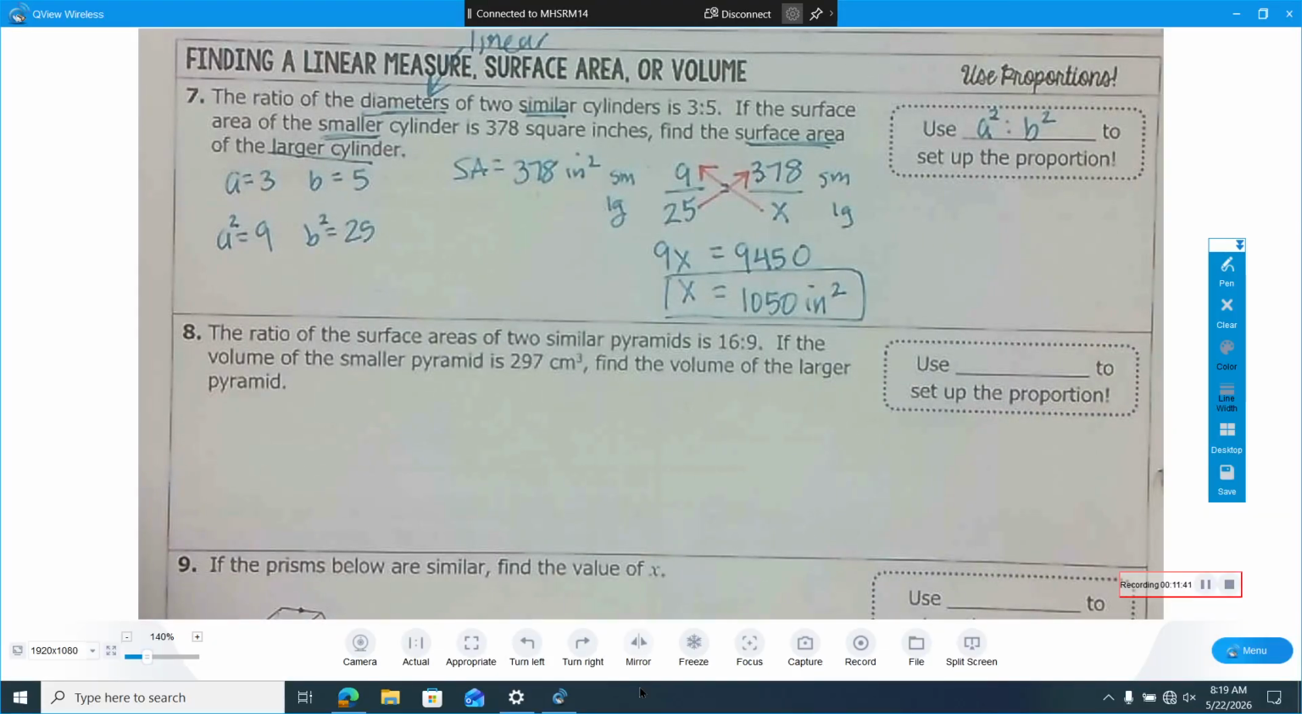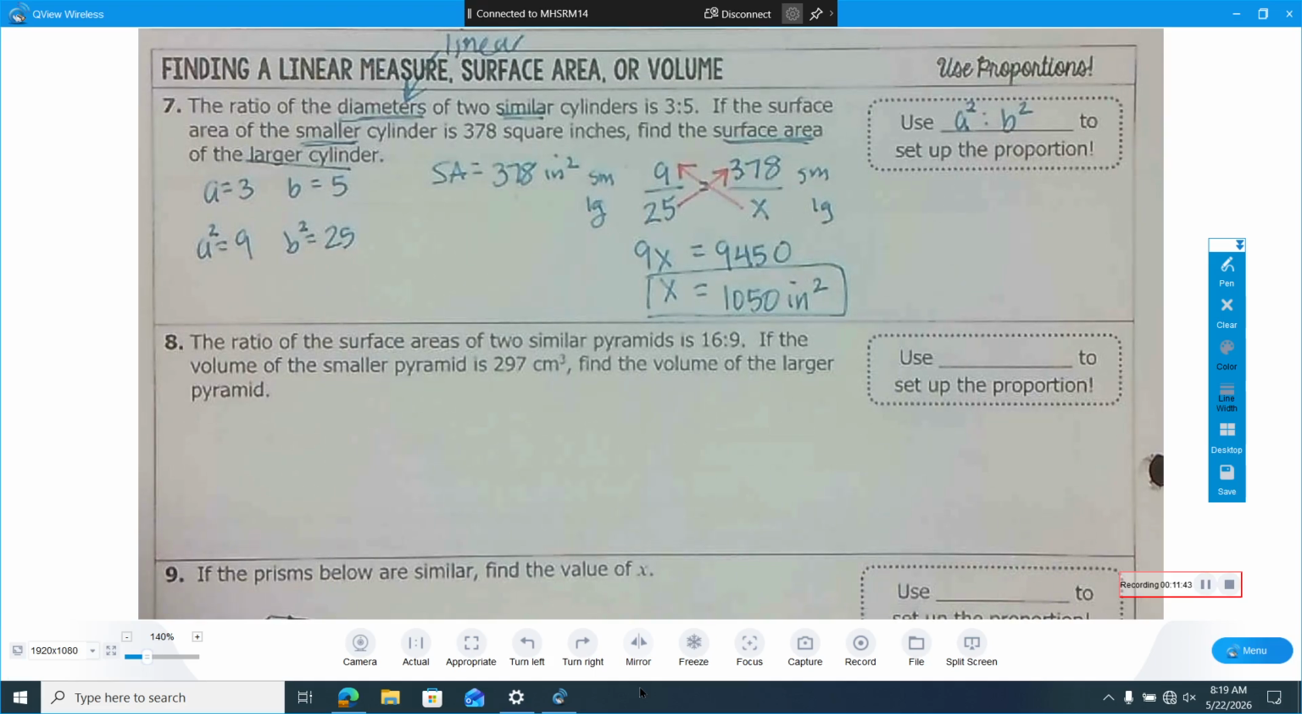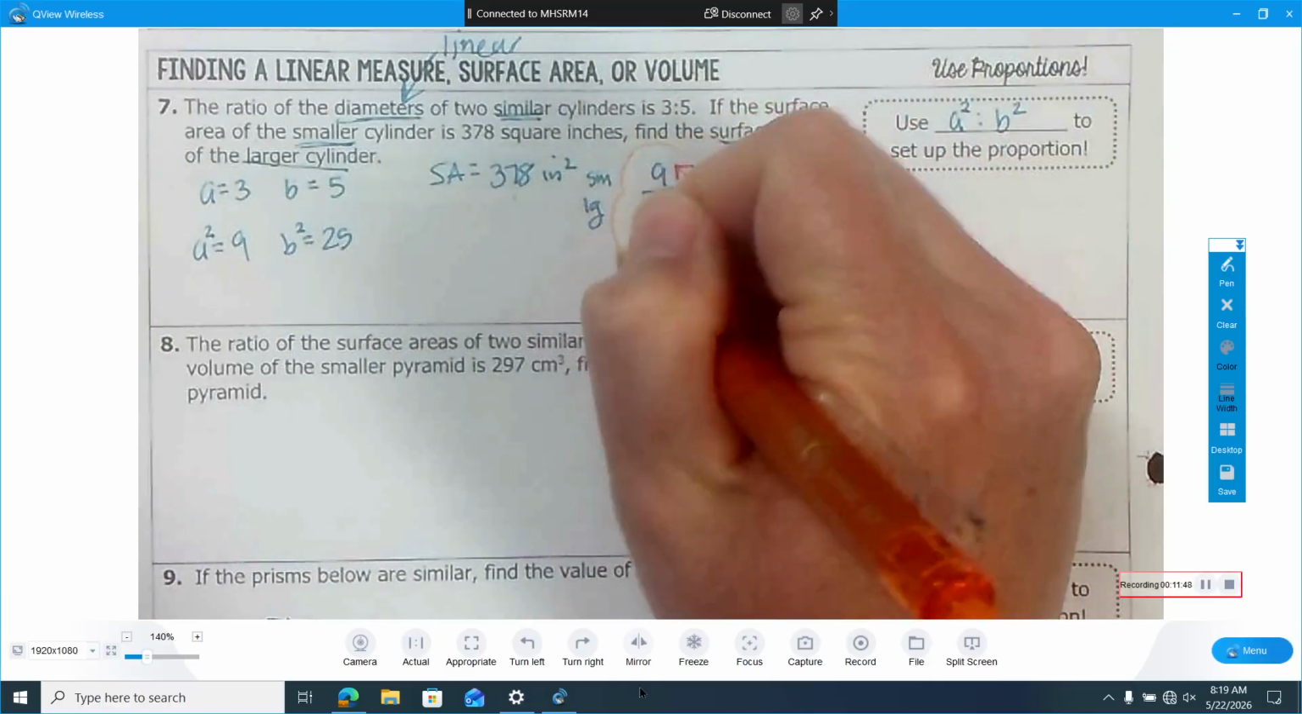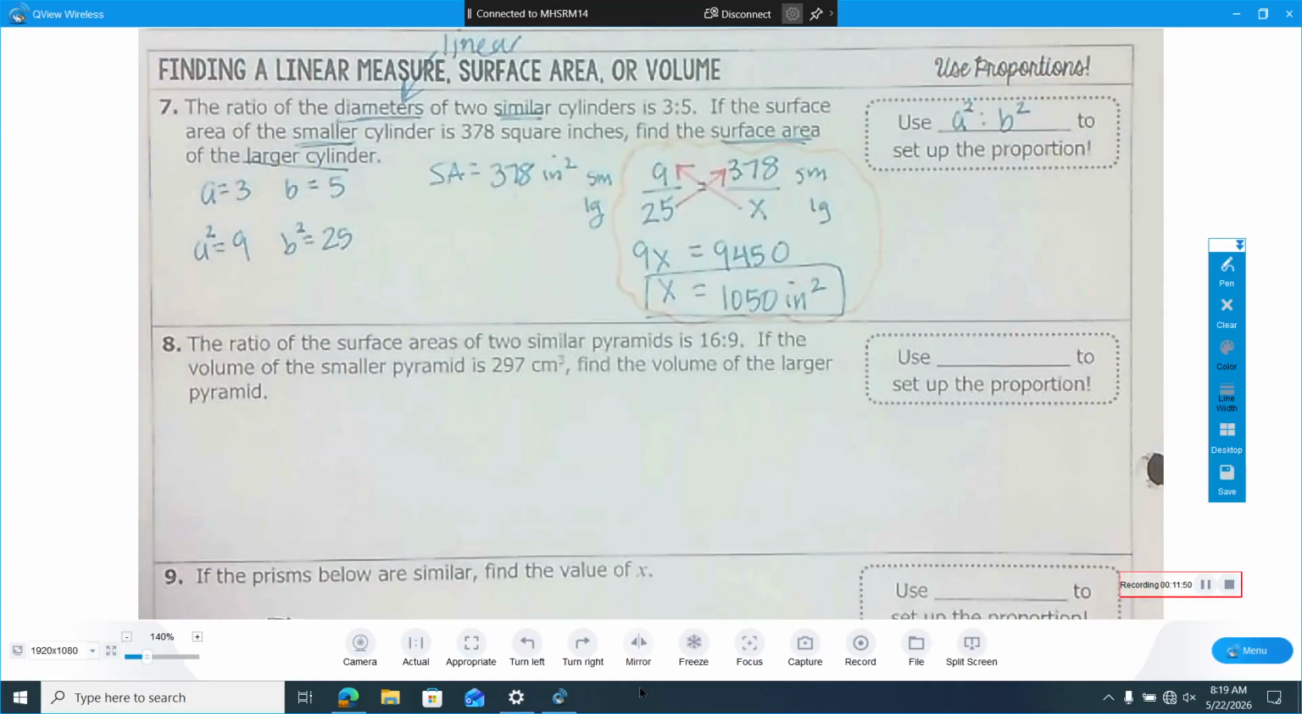All right. Questions on that one? So this is essentially your setup today. This is the work, is proportions.